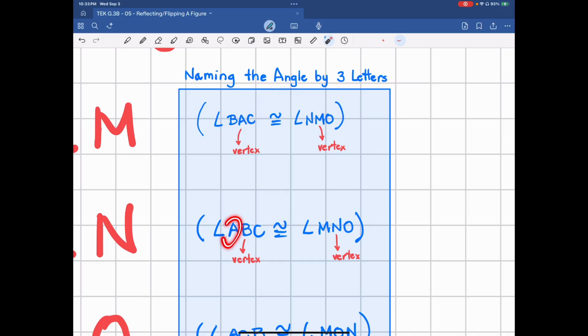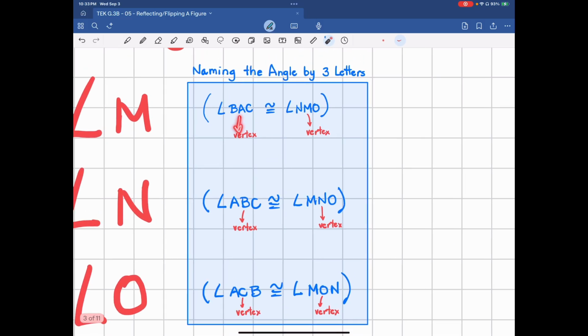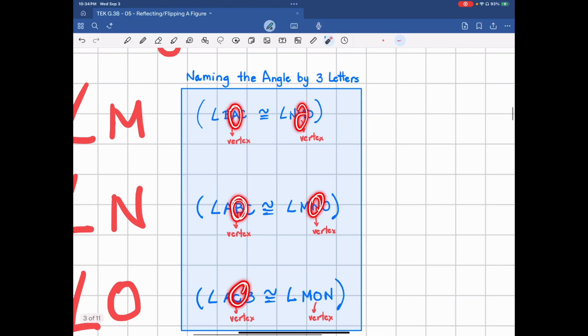But down here, A is at the first position. So what do you think has to be in the first position here? Of course, it has to be an M. Now, I just noted the vertices of all this. So A is the vertex, M is the vertex, B here, N here, C here, O here. Whenever you have an angle, the middle letter is always going to be your vertex. Always.